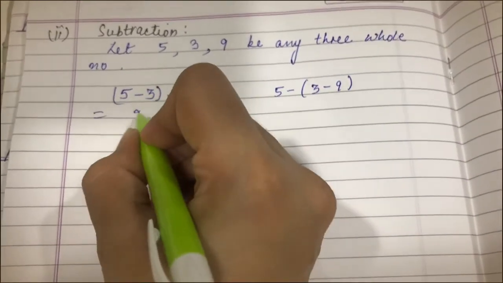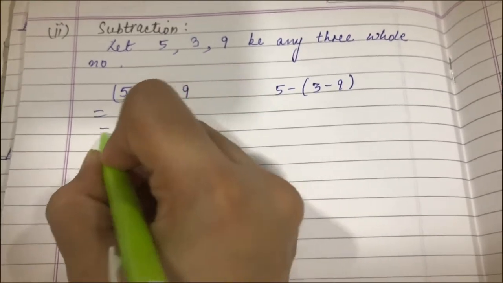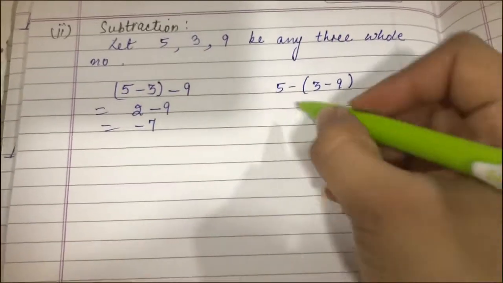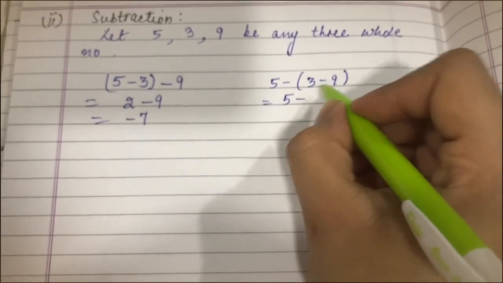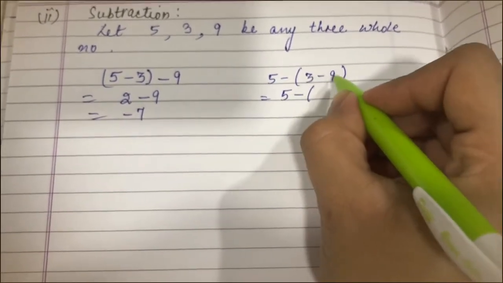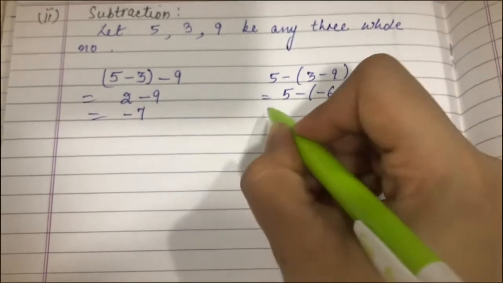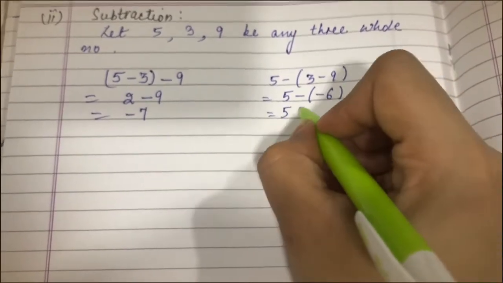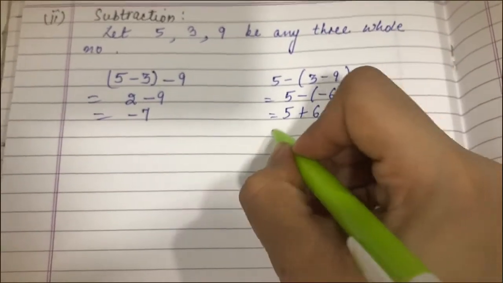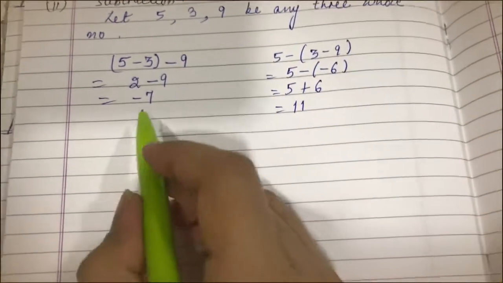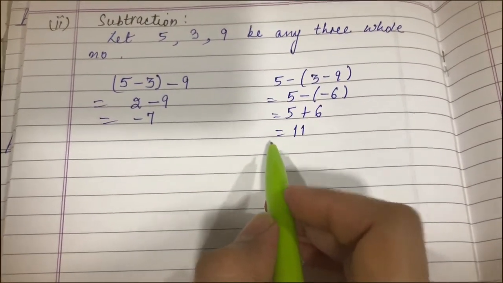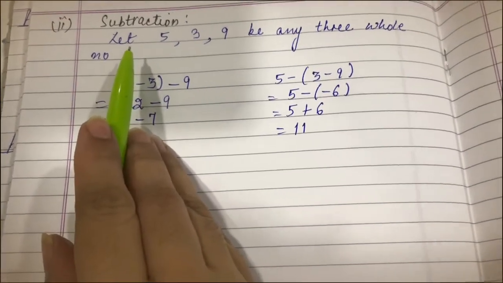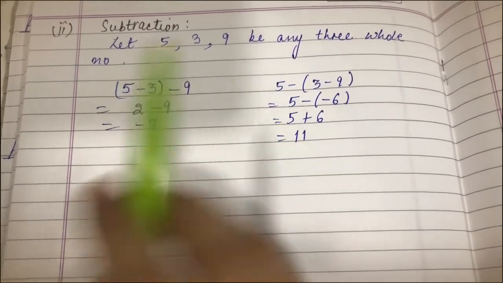5 minus 3 is 2, 2 minus 9 will be minus 7. Here, 5 minus, remember BODMAS says solve the bracket first. 3 minus 9 will be minus 6. 5 minus minus 6 is plus 6, which will give you 11. Can you see the answers are not the same? Hence associative property does not hold for subtraction for whole numbers because it will not give us the same answer.